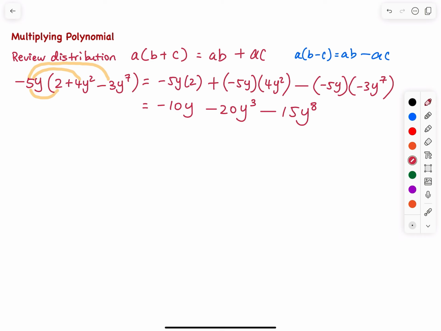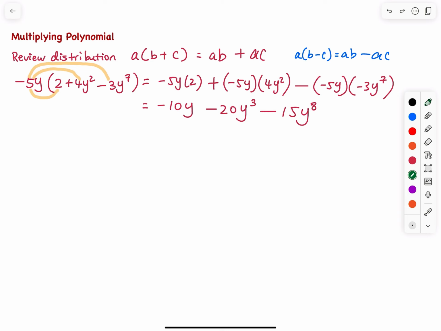Do we really need to put the powers in descending order? I am fine with that. But if you are doing homework online, the system insists you put the degree, meaning the exponent, in descending order. Then you let this term go first, and then this term goes second, and then this term goes last. Okay, moving on to another example.